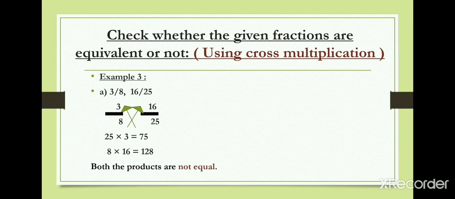Both the products are not equal. Here, the products 75 and 128 are not equal. So, 3 by 8 and 16 by 25 are not equivalent fractions.